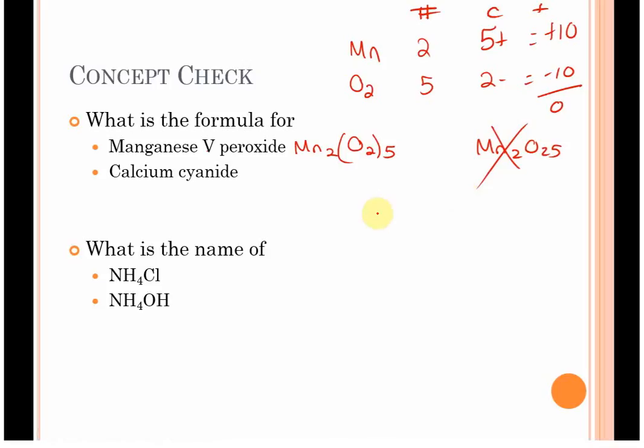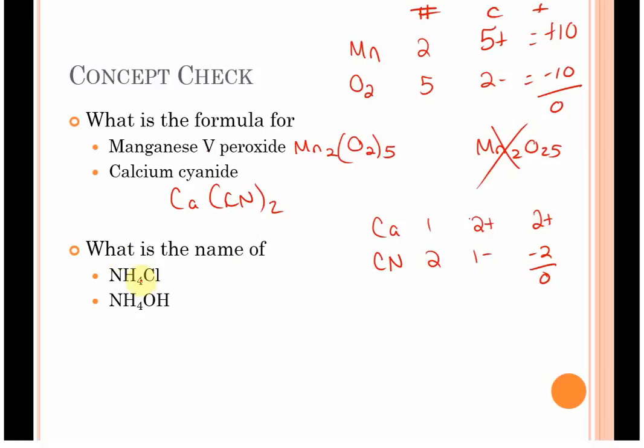Okay, so calcium cyanide. Calcium and cyanide. Calcium is in group 2, so it's 2+. Cyanide from your flashcards is 1-, so it's 1 and 2 in order to cancel these. So this is CaCN2. I'm only including the parentheses, guys, because there's more than one.